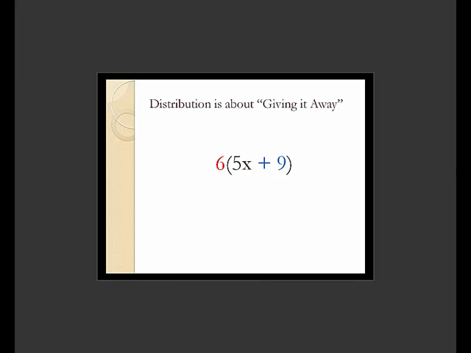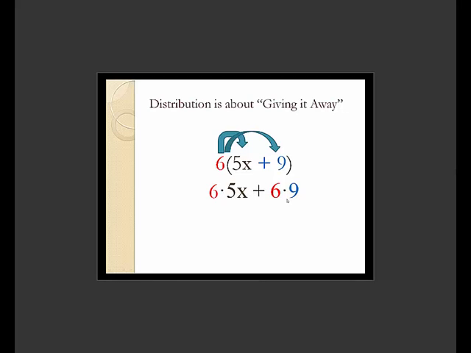Okay? Now we have 6 on the outside, and on the inside of the parentheses we have 5x plus 9. Now we can't add these, they're unlike terms, so we're going to distribute the 6. We're going to give a factor of 6 to the 5x, and we're going to give a factor of 6 to 9. So we're kind of giving it away, kind of like that song by the Red Hot Chili Peppers. So what we have here is 6 times 5x and 6 times 9.